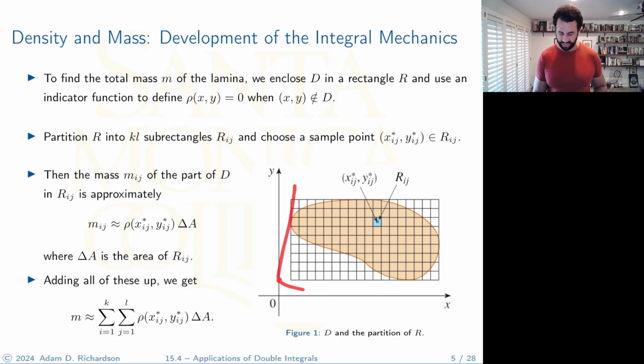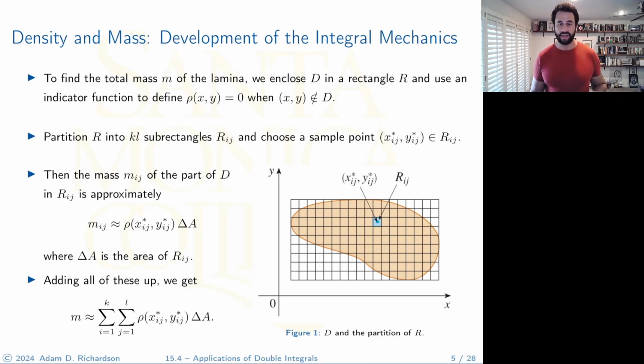We're going to partition the rectangle into KL subrectangles, R sub ij. And we're going to choose a sample point, x sub ij star, comma, y sub ij star in each one of these rectangles. And then what we can say is that the mass m sub ij of the part of D that is in each one of these subrectangles is about this value here. So really what we're doing is we're taking the density and multiplying it by the area, and that gives us the approximate mass. That's basically the idea.